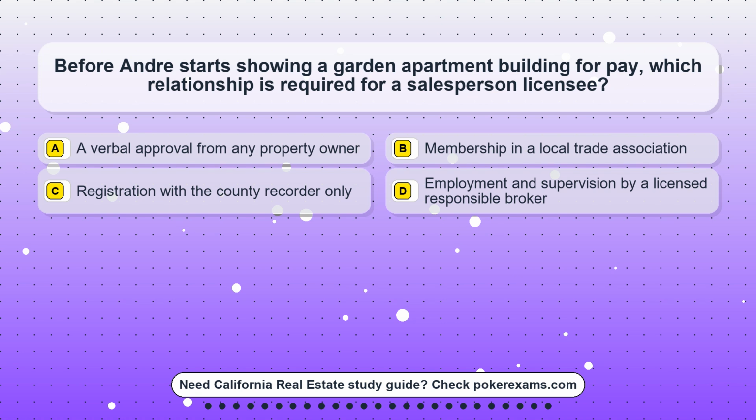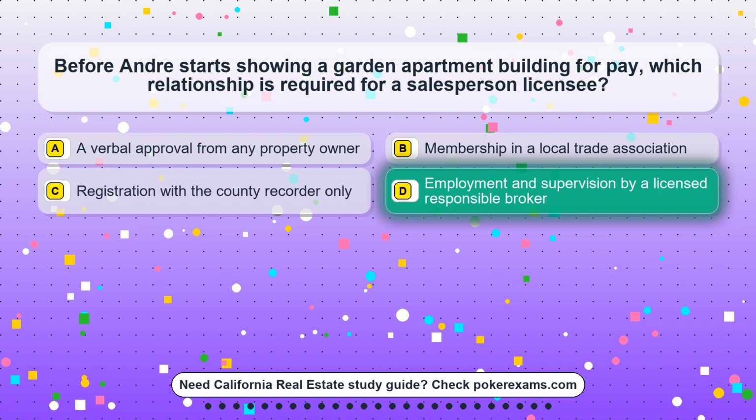Question 1. Before Andre starts showing a garden apartment building for pay, which relationship is required for a salesperson licensee? Option A. A verbal approval from any property owner. Option B. Membership in a local trade association. Option C. Registration with the county recorder only. Option D. Employment and supervision by a licensed responsible broker.